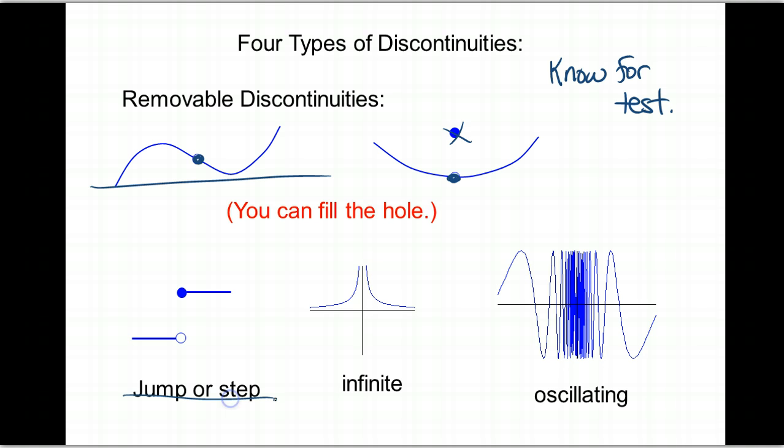If you have a jump or a step, it's not removable. If you have an infinite discontinuity going on, even if they're both going to positive infinity or both going to negative infinity, it's not removable, but it is also a type of discontinuity. And if you have oscillating, we looked at this in the calculator before, where as you're going to 0, the limit from the left does not equal the limit from the right. It jumps back and forth. So these are 4 types of discontinuities.